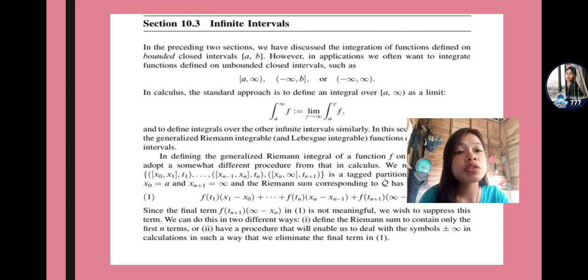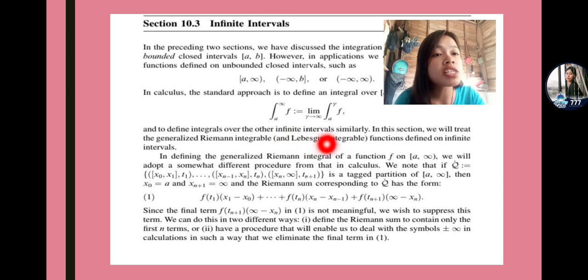In calculus, the standard approach is to define an integral over [a, positive infinity) as a limit, like this: the integral from a to positive infinity of f is equal to the limit of the integral from a to y of f as y approaches positive infinity, and to define integrals over the other infinite intervals similarly. In this section, we will treat the generalized Riemann integrable and Lebesgue integrable functions defined on infinite intervals. In defining the generalized Riemann integral of a function f on an interval [a, positive infinity), we will adopt a somewhat different procedure from that in calculus.